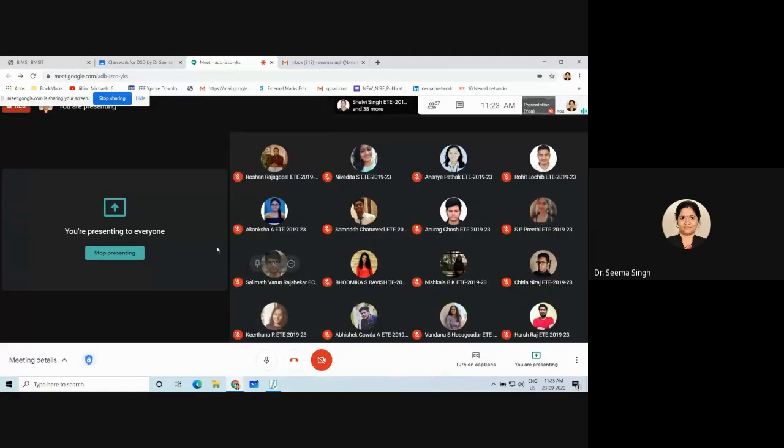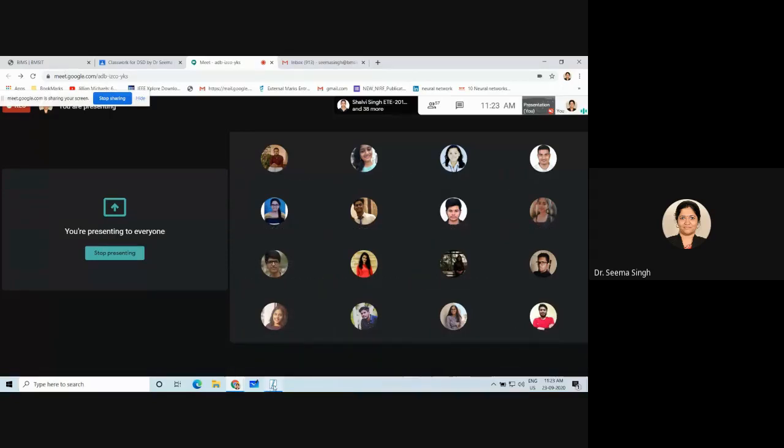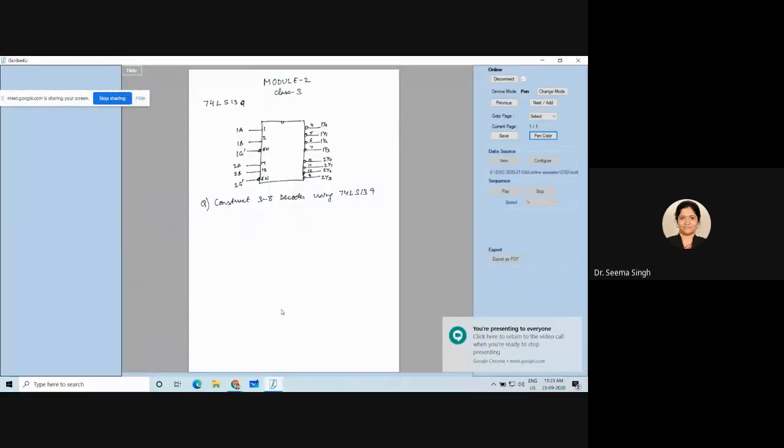Yes, did you understand 74LS138 and 139? Anybody is able to make it or not? Yesterday we have done something like this. It's not that difficult. What is step 1? Step 1 is to short, as one of you asked also. Short 1A and 2A, and 1B and 2B. That is shorted.